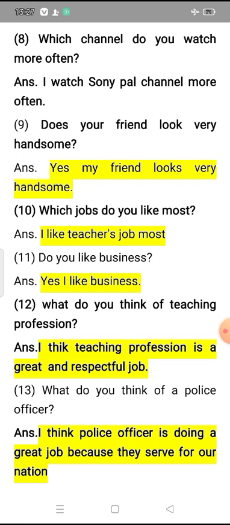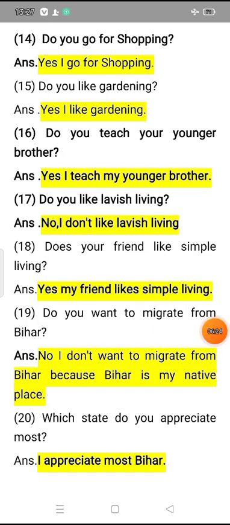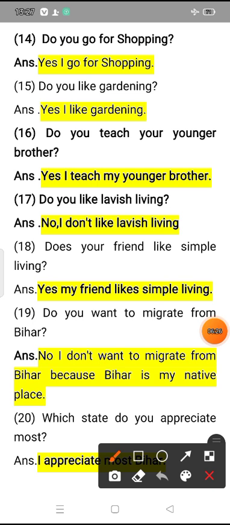Okay, guys. Your next question, it means your 14 number question, is: do you go for shopping? If you like to go for shopping, then you can write yes. If you don't go for shopping, then you can write no, I don't go for shopping. So I have written yes, I go for shopping. Do you like gardening? Guys, gardening means you like to plant many types of trees in your garden. So you can write yes, I like gardening.